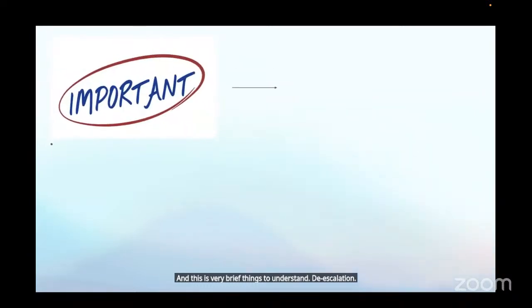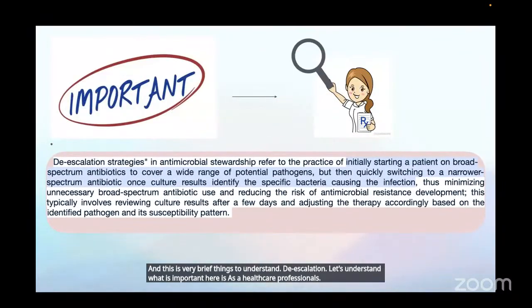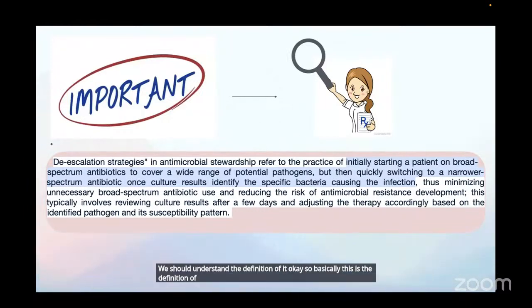Let's understand what is important here. As healthcare professionals, we should understand the definition of it. Basically, this is the definition of a very particular program in antimicrobial stewardship, which refers to the practice of initially starting a patient on broad spectrum antibiotics to cover a wide range of potential pathogens, but then quickly switching to a narrower spectrum antibiotic once the culture results identify the specific bacteria causing the infection.